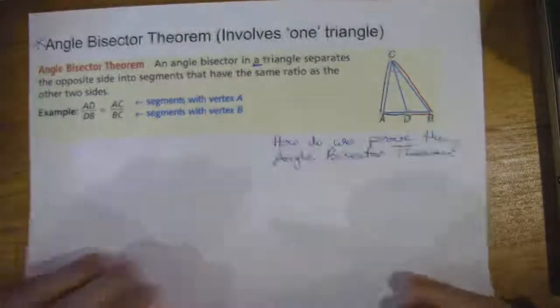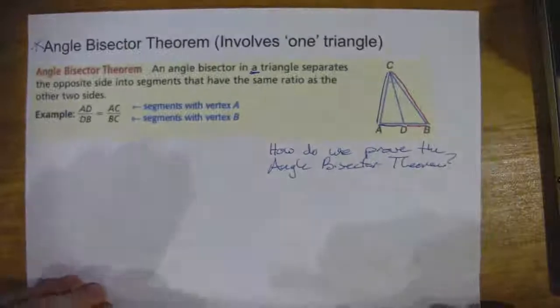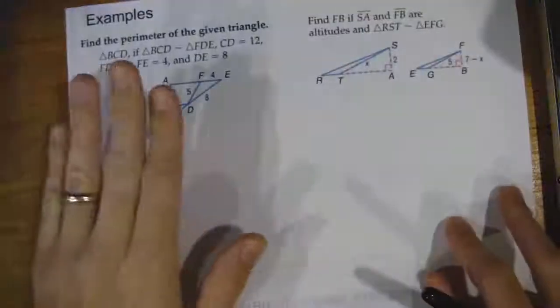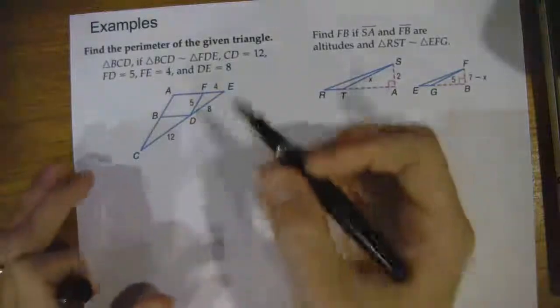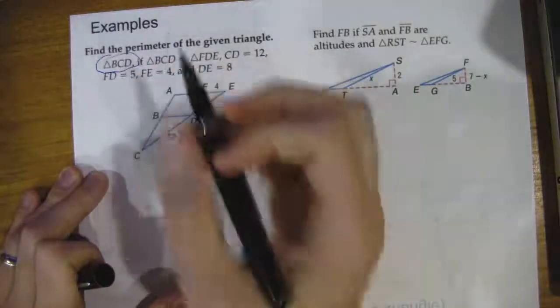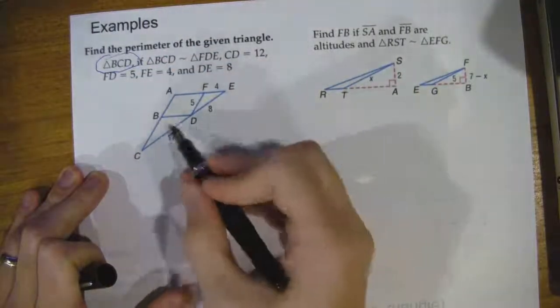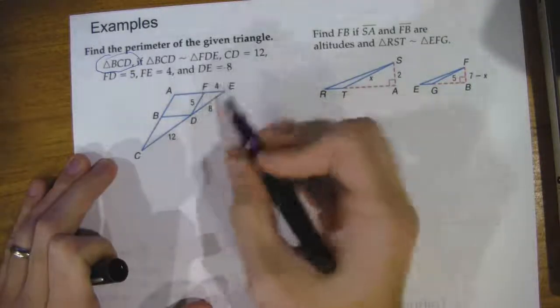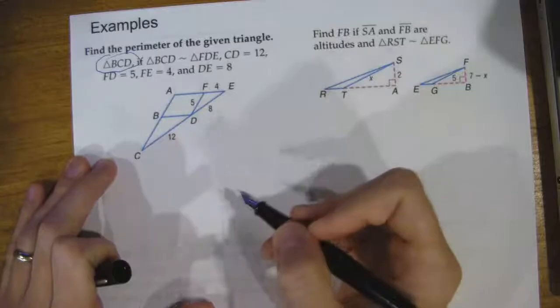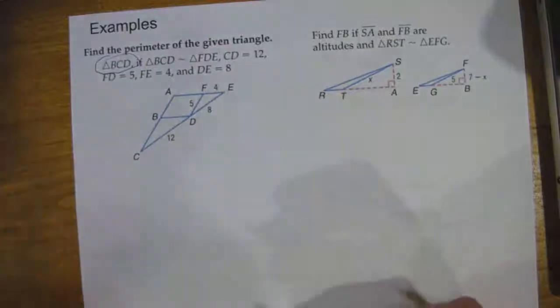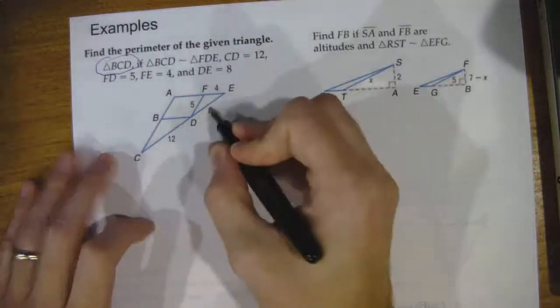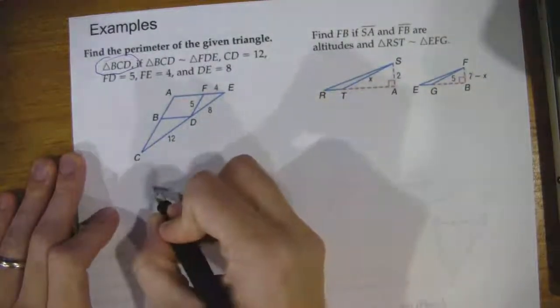All right, let's do some example problems. If I can get my page to turn. Here we go. So this first example, we're going to look at perimeters. In this case, I'm going to try and find the perimeter of triangle BCD, this one right here. We know that it is similar to FDE, so this triangle here. So we're going to do the same trick that we did earlier. We're going to use, say, this 8 and 12. So 8 matches with 12.